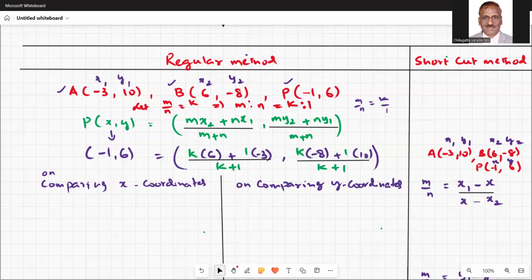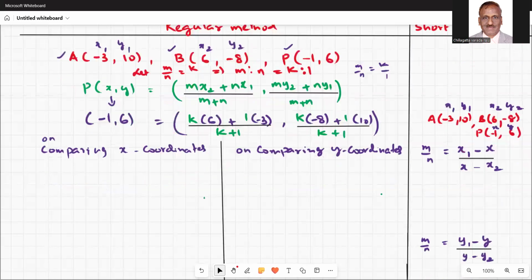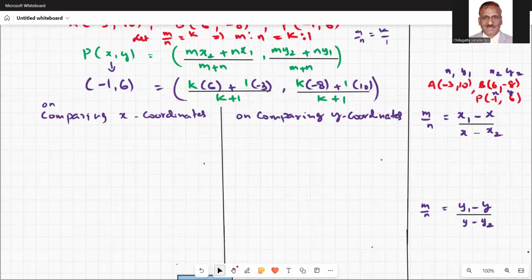In the earlier video, we equated the coordinate which was 0, either the x coordinate being 0 or the y coordinate being 0. That corresponding element we compared. Here, both the elements are not zeros, so you can compare either the x coordinate or the y coordinate. Both should give you the same answer, because the point P is on AB. Whether you take the x coordinate or the y coordinate, it should give you the same answer.